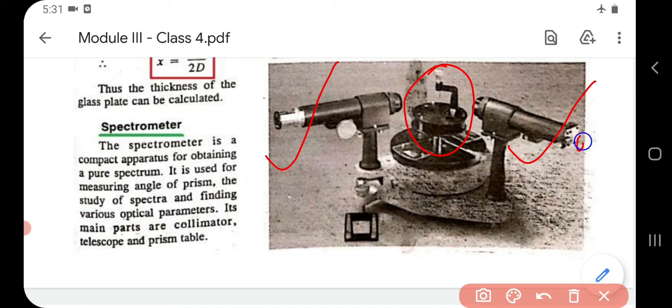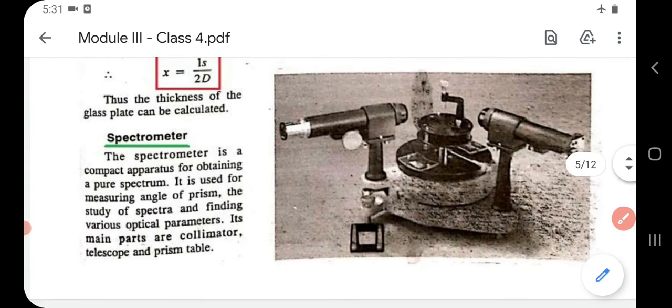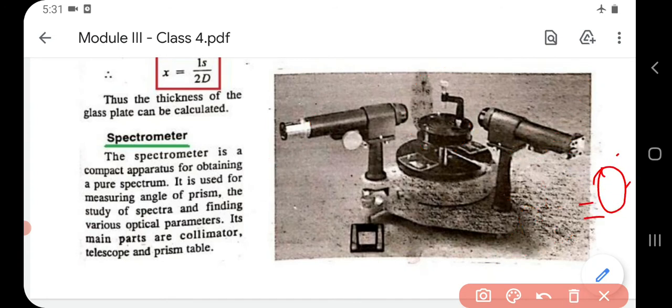This collimator has got a small opening here, or opening means a small slit. So when you place a light source here, light from the source will enter through the opening or slit of the collimator. It will fall on the prism that is placed here. It will get reflected, and the reflected ray will enter through this telescope. This telescope has got cross wires, both horizontal and vertical. By seeing where it coincides, you can take the reading. So you can see the image of the slit through the telescope.